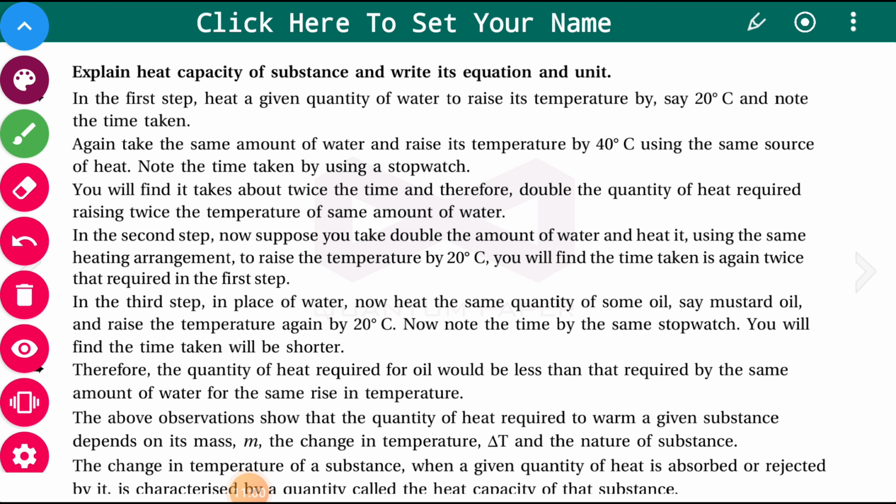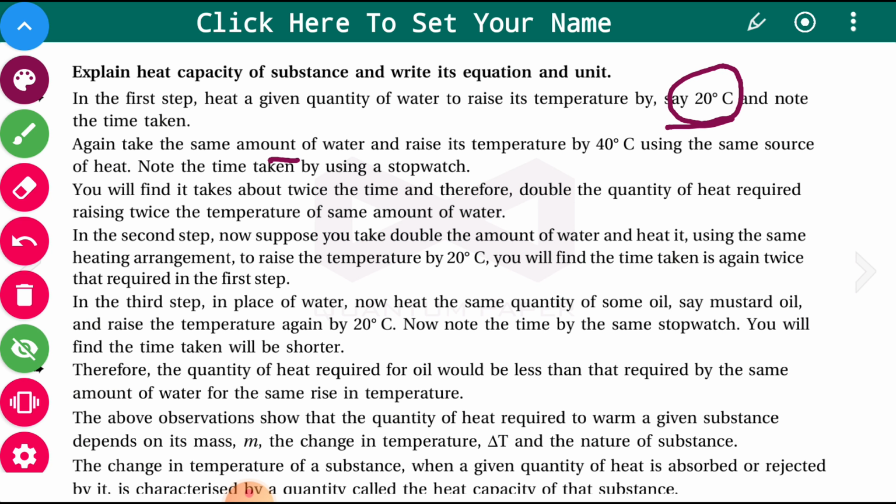Now we talk about the heat capacity of a substance. We will write its equation also. Now there is one activity given to us. In the first step we have to heat a given quantity of water to raise its temperature by say 20 degrees Celsius. So you take say 100 gram of water and increase the temperature from the initial temperature by 20 degrees Celsius, and we note down the time, how much time we have to give heat to this given quantity of water to raise its temperature by 20 degrees Celsius.